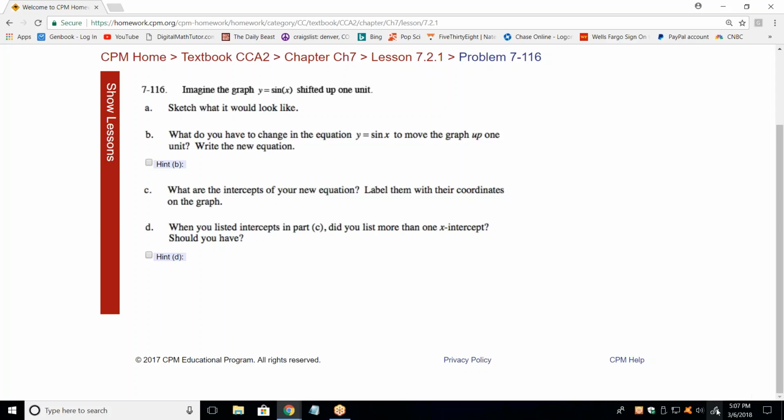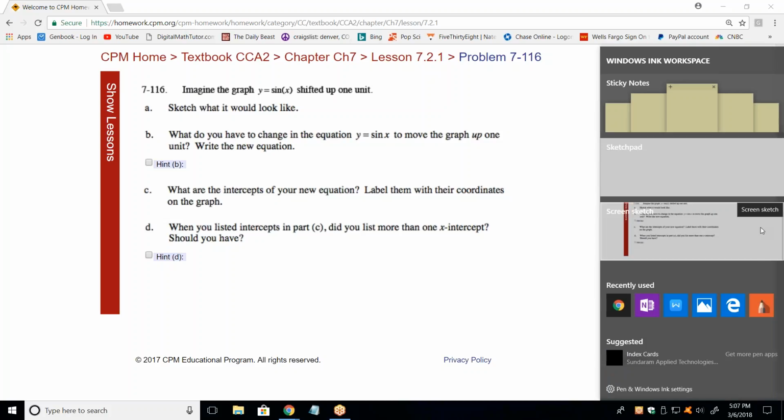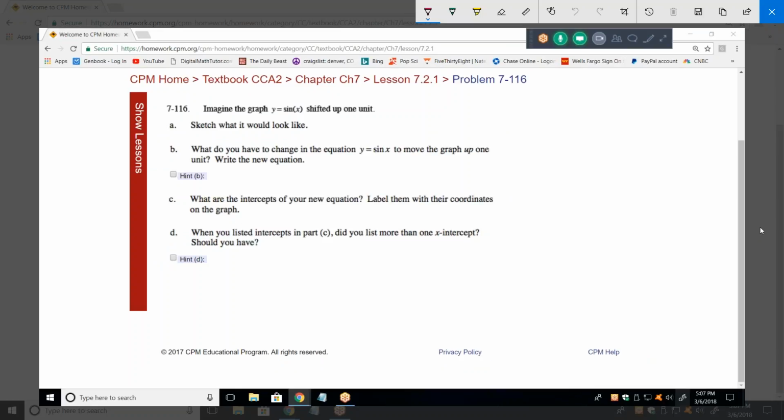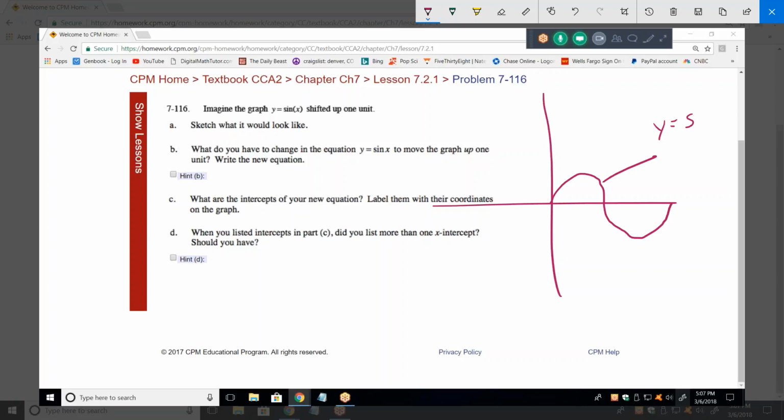Okay, well, let's talk about what the graph of y equals sine of x looks like. Since you can't draw it for me, I'll draw it. It's the one disadvantage of online, is when you need to draw something. So that's y equals sine x. Okay? If I move that thing up 1 unit, what's the equation? If I do a vertical shift up 1 unit, what equation does that give me?